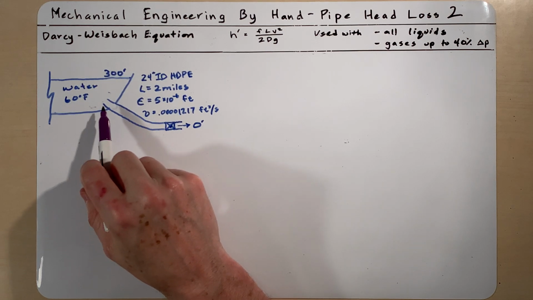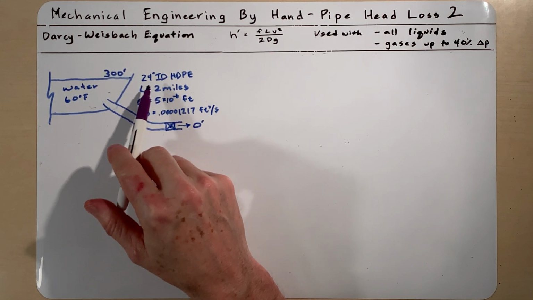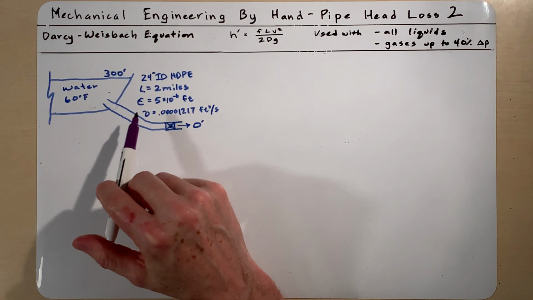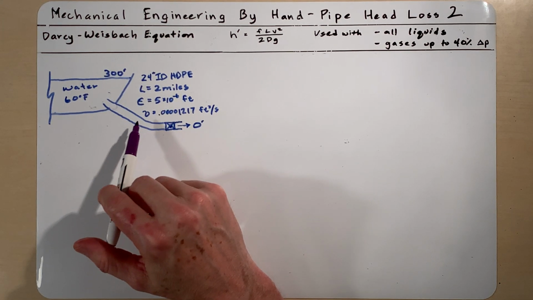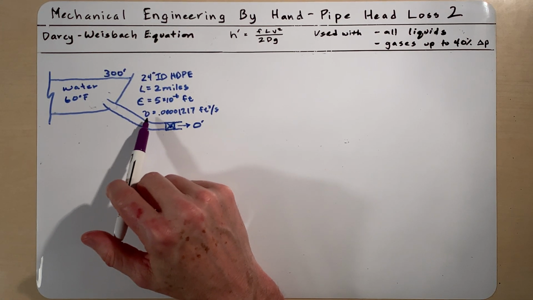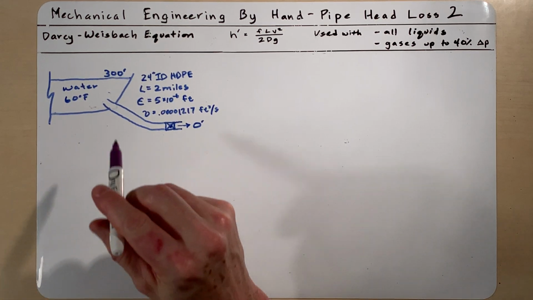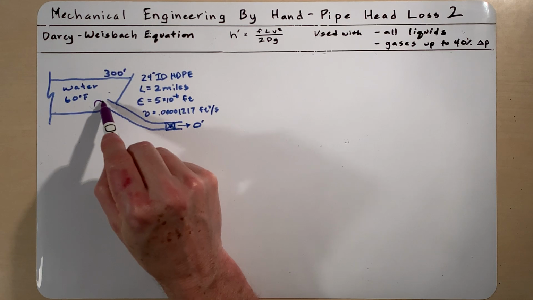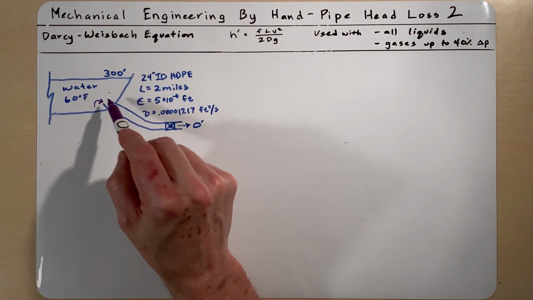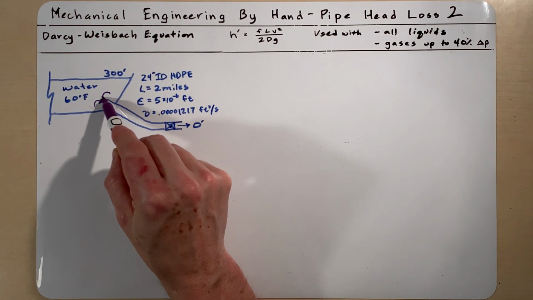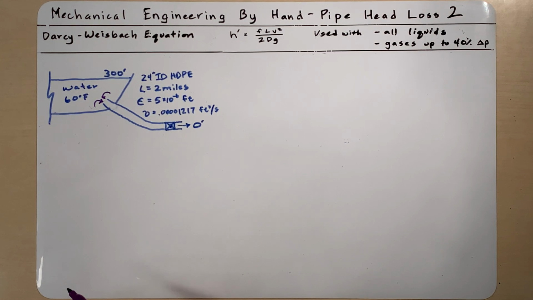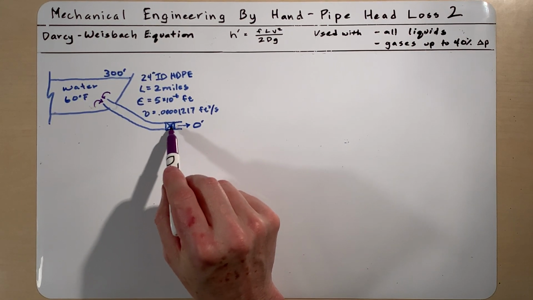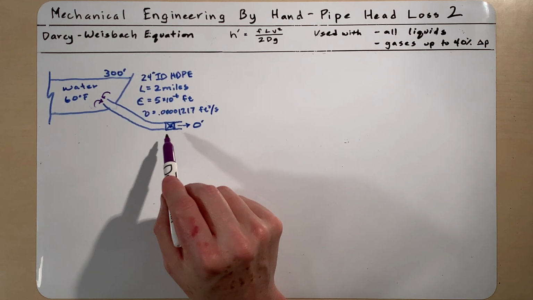We have the pipe itself, which is 24-inch ID HDPE, and it's 2 miles long. And then I've got the specific roughness there, and then this is the kinematic viscosity of the water. Another thing is we have a reentrant, and that's anytime the pipe sticks into the water supply like that. There's a K value associated with that. There's a K value associated with this globe valve.